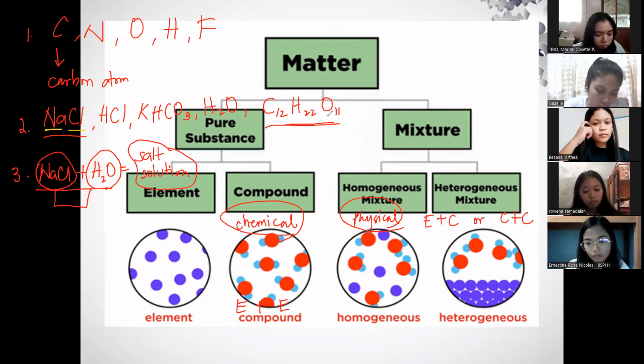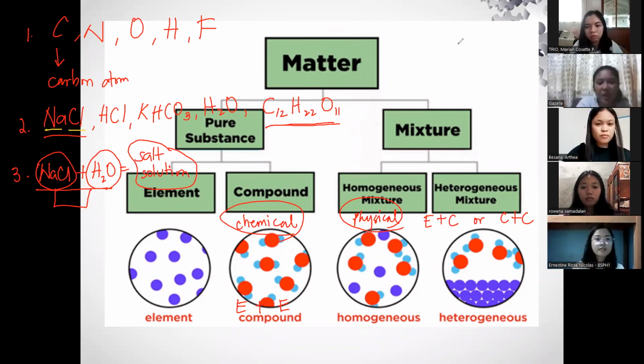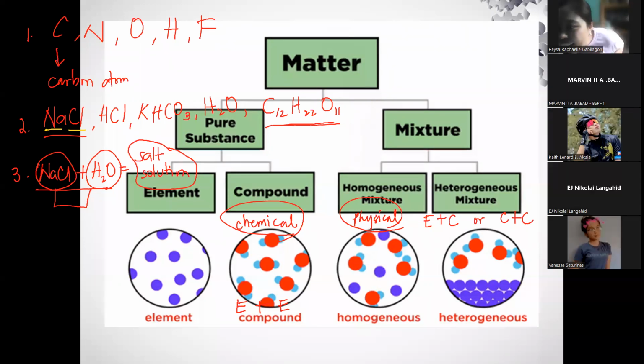Now, my question is, how about our blood? Our blood, where does it belong? Element, compound, or mixture? Smoke and fog is correct, that's a mixture. But okay, blood. What do you think? I'll wait for the others. Mixture, ma'am. Who was that? Sorry, I didn't see.